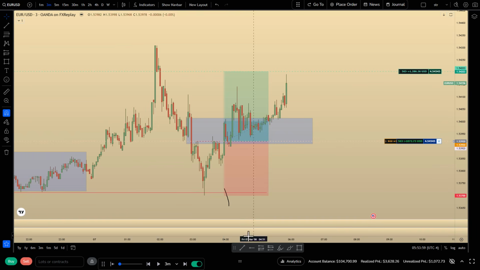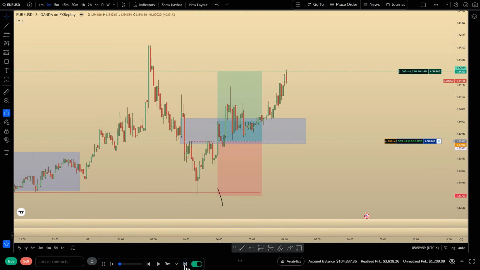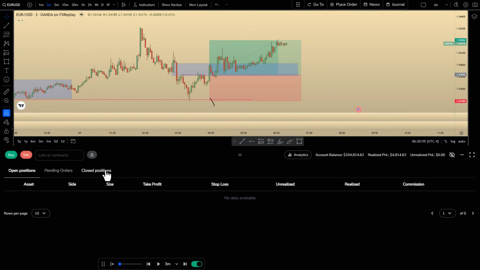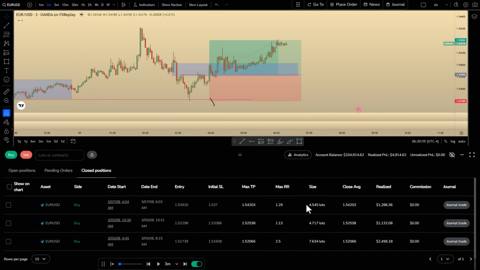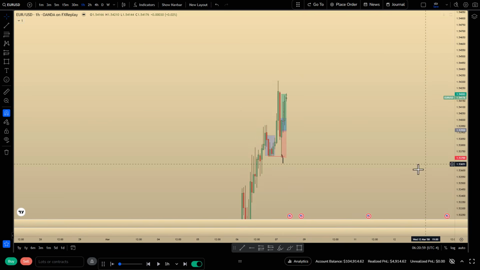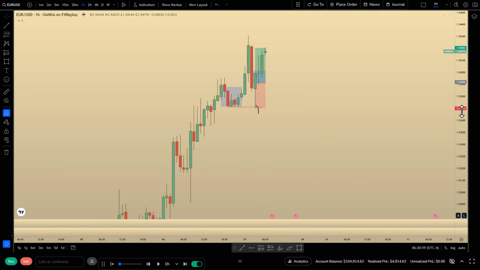Alright, break even. Beautiful. Another TP. So for now we have 3 winners, I believe. Yeah, 3 winners, all long positions. Beautiful. So again, from higher time frame to lower time frame, easy.